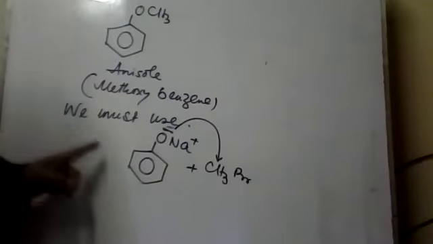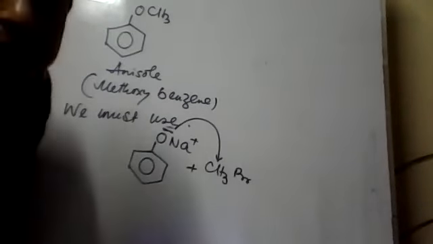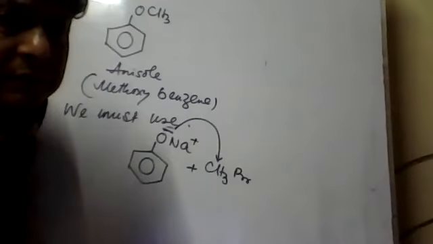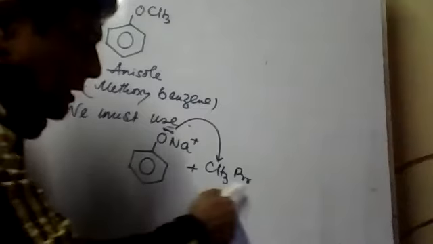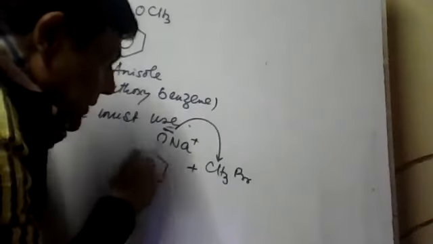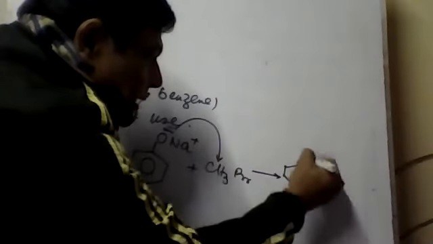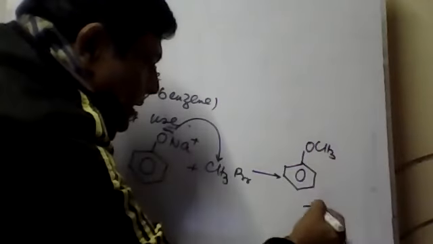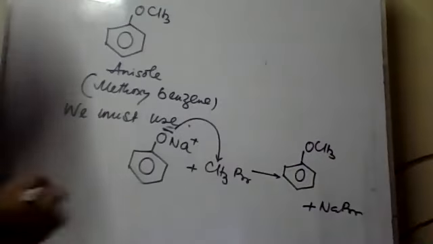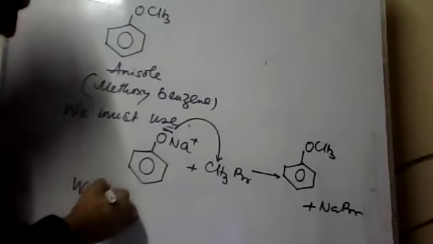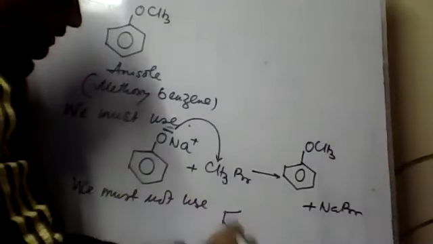But we must not use what? Haloarene, because haloarene is very stable due to resonance. We must not use haloarene and sodium methoxide; we must use sodium phenoxide plus CH3Br. It gives the required ether, that is anisole, OCH3, in Williamson synthesis. We must not use haloarene.